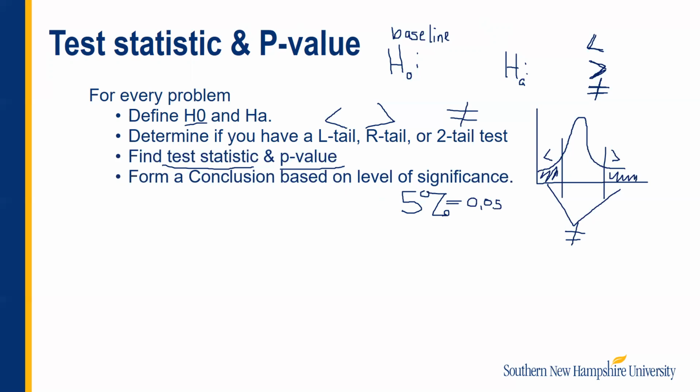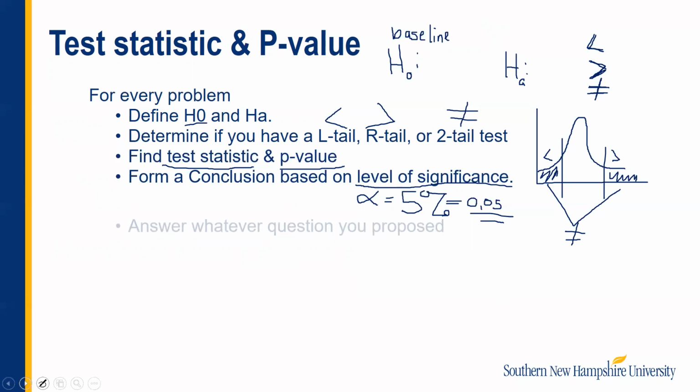This one comes up a lot. It's very common to see this. This is our level of significance alpha if we're 95% confident. There are other numbers that might come up. I'm going to use 95% as my confidence and therefore 0.05 as my level of significance. So this is going to help me form a conclusion.